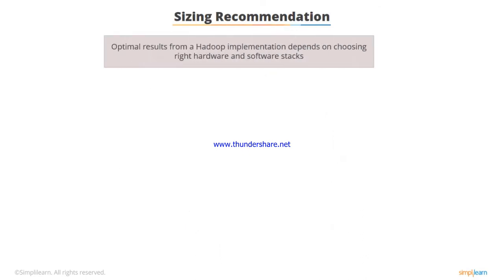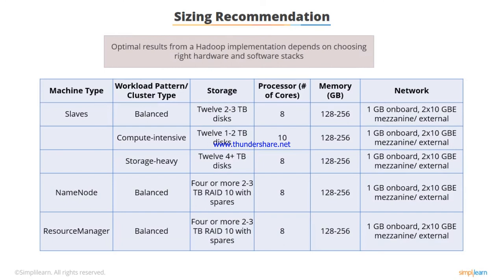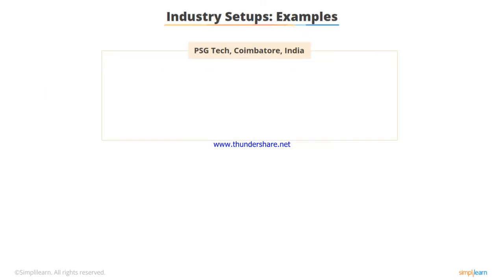Optimal results from a Hadoop implementation depends on choosing the right hardware and software stacks. The table above shows system stack recommendations that can help the organization in the planning stages. Now, let's look at a few examples of industry setup clusters.